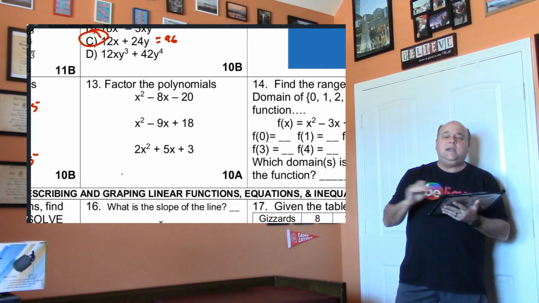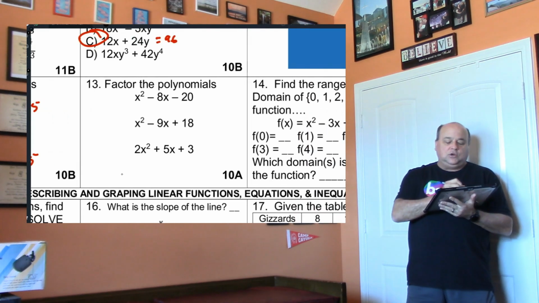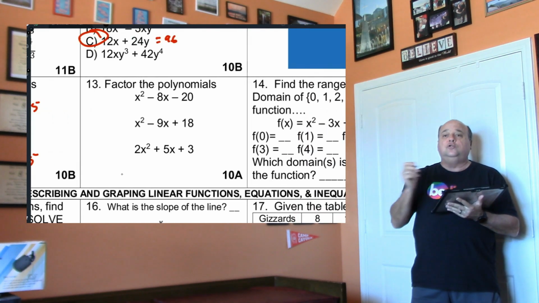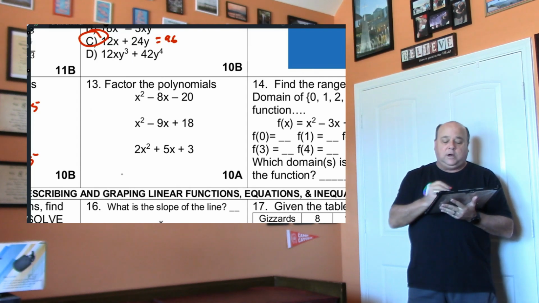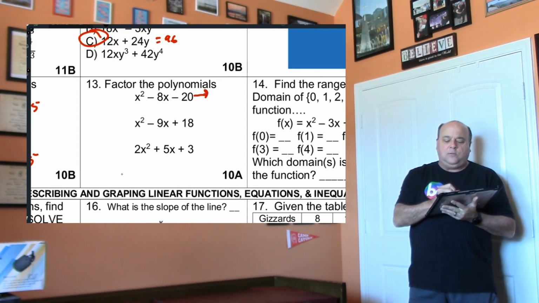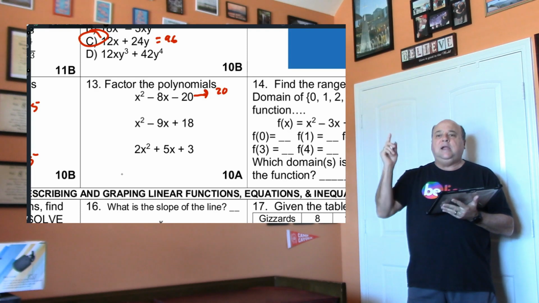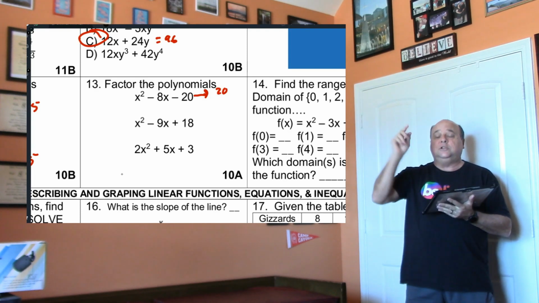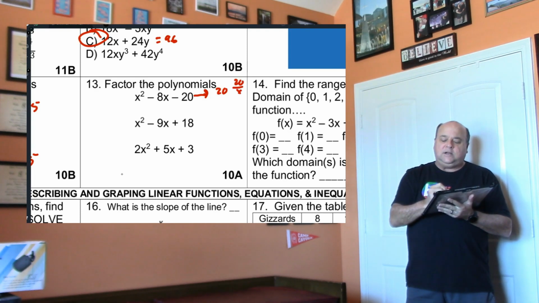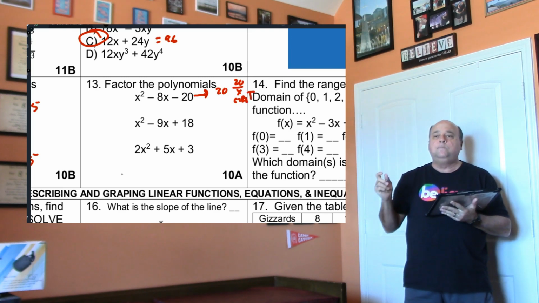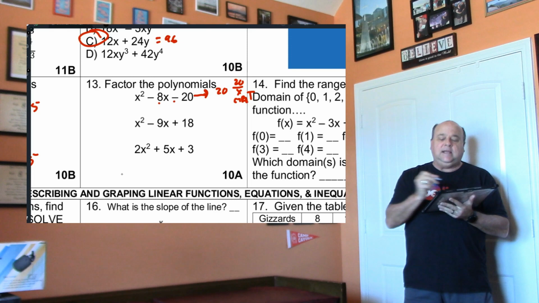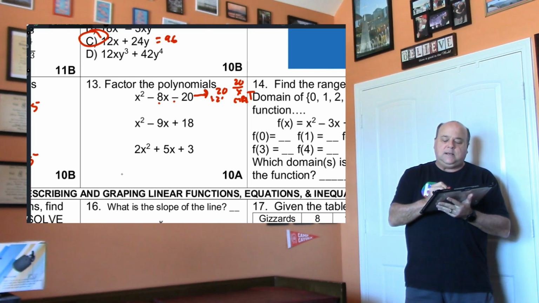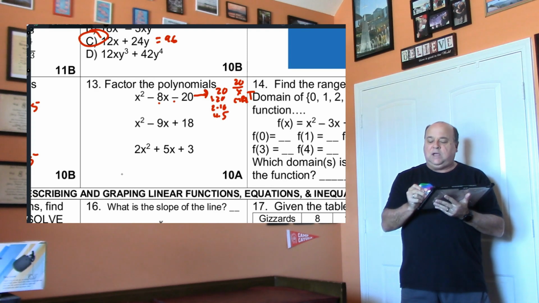Number 13, we need to know how to factor. Okay, so number 13, the first two do not have a number in front of the x squared. So we're going to take the number on the right, write down 20, and then we're going to write down the factors. Notice if you graph 20 divided by x and do Control T, you get all the factors, okay? We need to subtract and get 8. So I'm going to do 1 times 20, 2 times 10, 4 times 5.